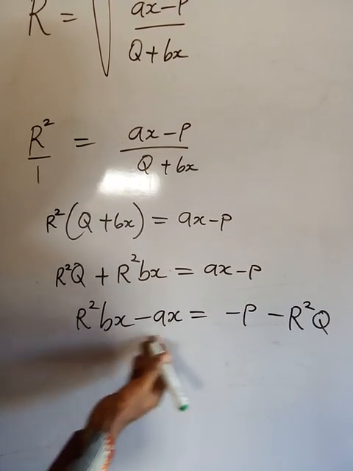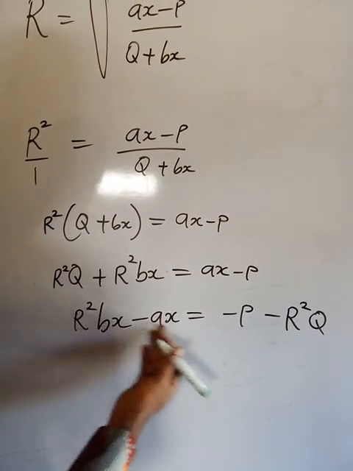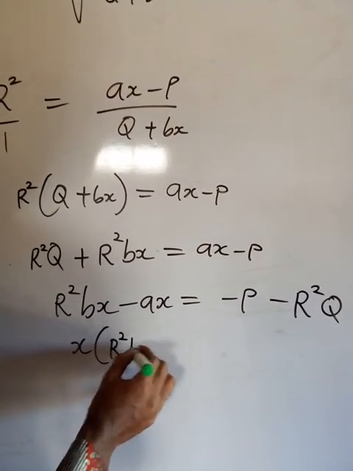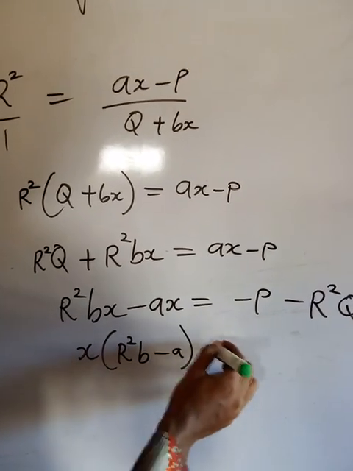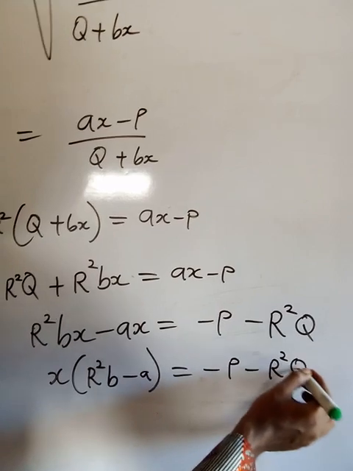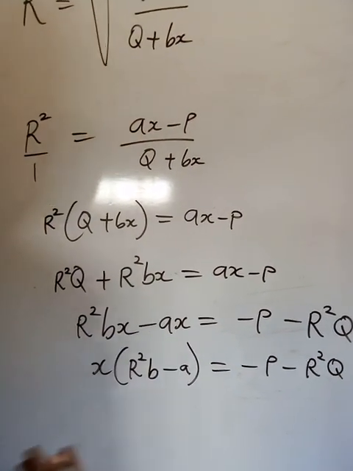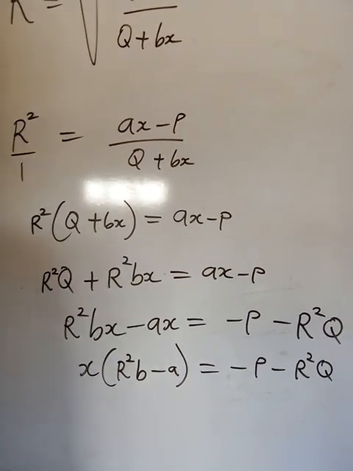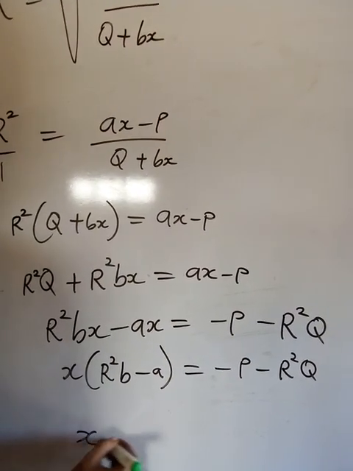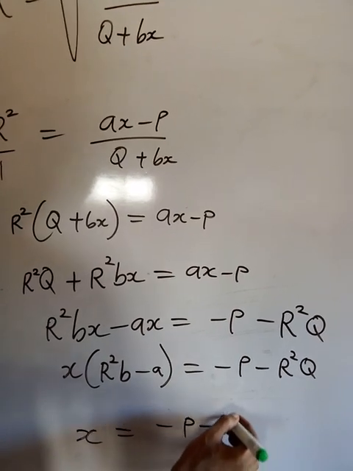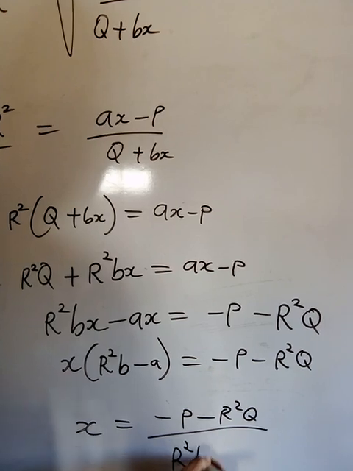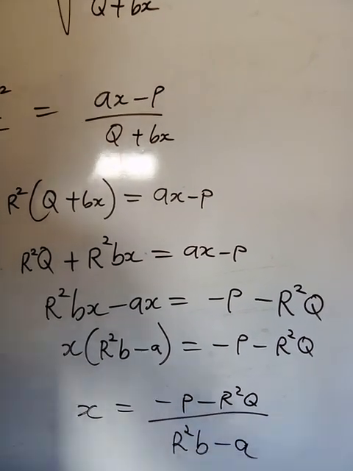Here x is common to these two expressions, so we factor it out. So we are left with x times r squared b minus a, everything equal to minus p minus r squared q. To make x the subject of the formula, all we need to do is to divide both sides by r squared b minus a. And if you do that, we shall have x equal to minus p minus r squared q, everything over r squared b minus a.